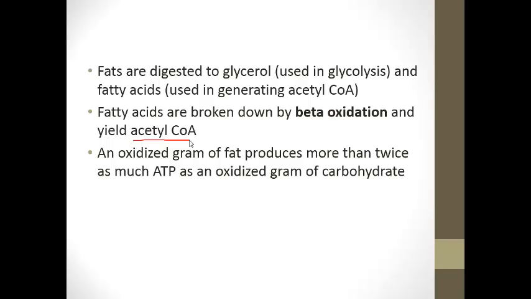You can see that 1 glucose is only going to make 2 acetyl-CoA, but a triglyceride can make many acetyl-CoA. So an oxidized gram of fat is going to produce more than twice as much ATP as an oxidized gram of carbohydrate. That's why there are so many more calories per gram of fat than there are in a carbohydrate.